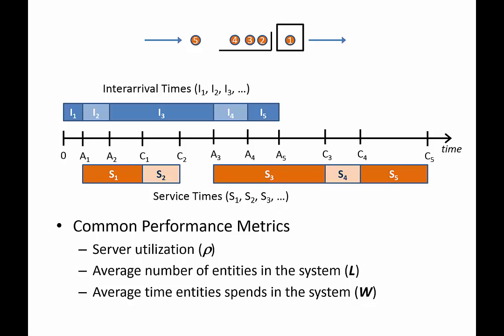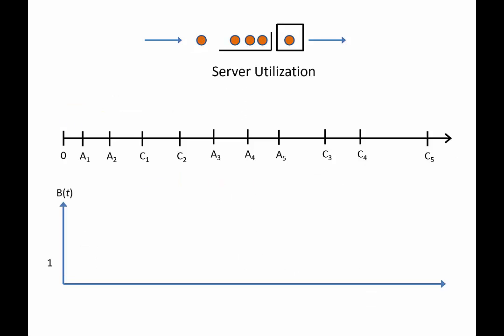In this video, we're going to pick up and consider how we compute these performance metrics for a given queuing system. Let's first look at the server utilization. In doing that, we first want to define something that we're going to call B(t), which is the function that determines how many units of the server are busy. Since we have a single unit capacity server, this value is either going to be 0 or 1, depending on whether or not the server is busy at time t.